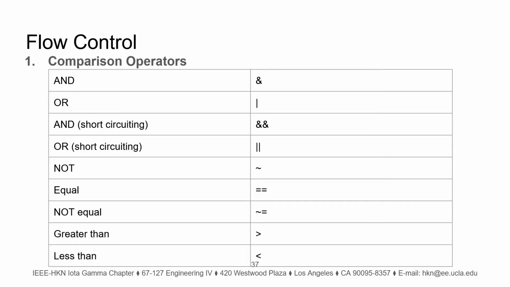Now we're going to go on to flow control. First up, we have comparison operators. These are things like the and, the or, and short-circuiting the or, short-circuiting. These are basically like logical operators. For example, if the first item in an or is true, then you don't need to check whether the second one is true. And then you have stuff like not equal, greater than, and less than.